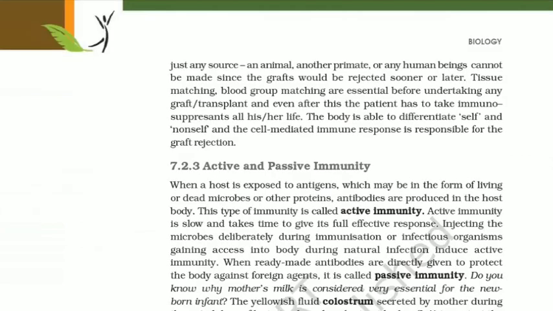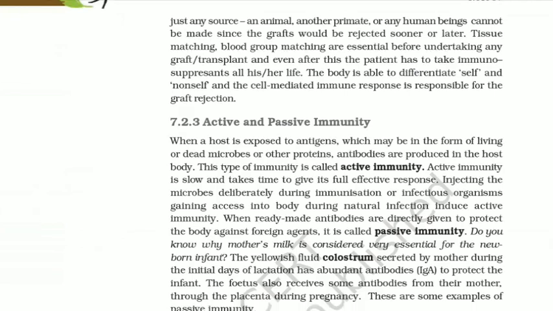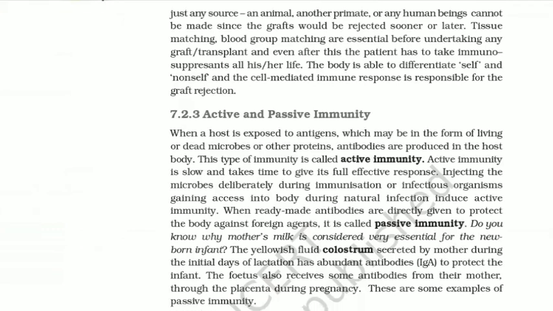Grafts from just any source, an animal, another primate, or any human being cannot be made since the grafts would be rejected sooner or later. Tissue matching, blood group matching are essential before undertaking any graft or transplant, and even after this, the patient has to take immunosuppressants all his or her life. The body is able to differentiate self and non self, and the cell mediated immune response is responsible for the graft rejection.